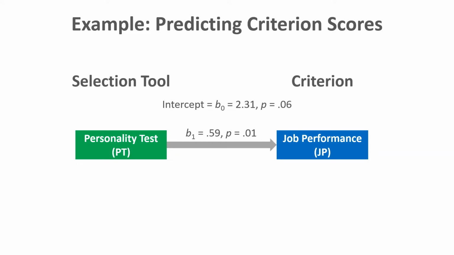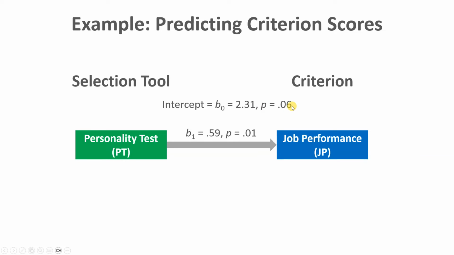And once we've estimated that simple linear regression model, we will get estimates of the model parameters. For example, we will get the model intercept, which here you can see represented with the notation b sub 0, which is fairly conventional. So let's imagine just hypothetically that we estimated a model, we plugged in the data from our selection tool and our criterion measure into a simple linear regression model, and that the model intercept b sub 0 was equal to 2.31. The associated p-value here is equal to 0.06.